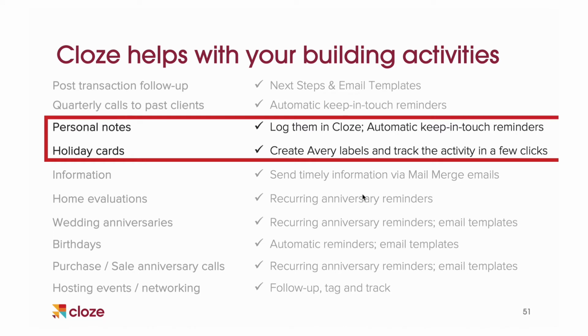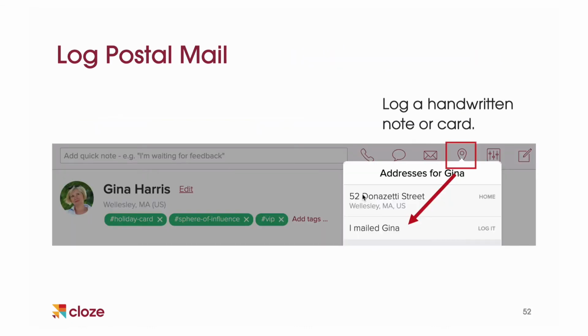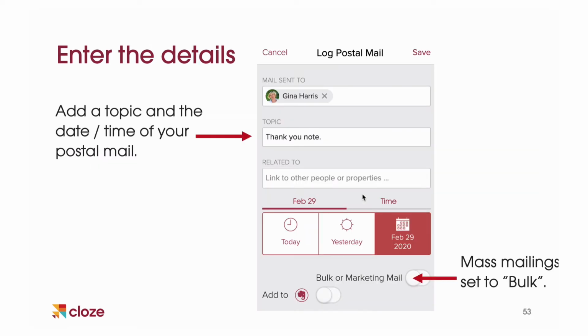You can log it in Cloze. Those do count as personal interactions, so you should do it. It's easy to do in Cloze. Just tap on that mail icon, hit I mailed Gina, and then it gets logged right in the timeline. We'll give you an opportunity to put a note in there. So what'd you talk about?